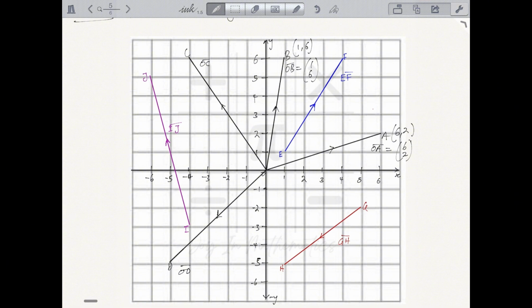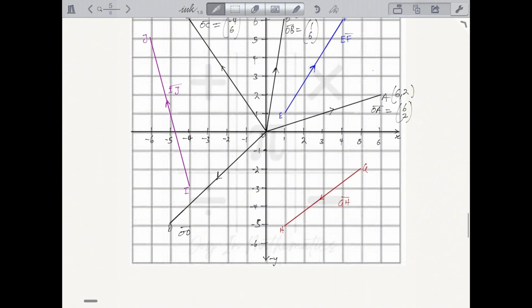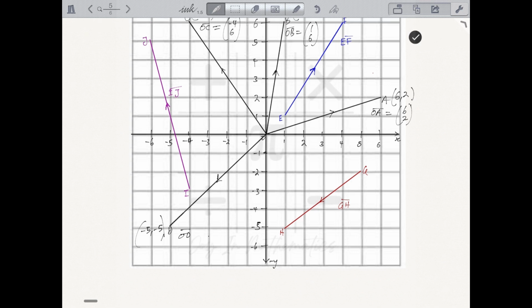Moving on to C, we look for the coordinate of C. The coordinate of C here is -4, 6, and OC, which is the position vector of C, is equal to -4, 6. Moving on, we have OD. The coordinate of D from the graph is -5, -5. Therefore, the position vector OD is written as -5, -5.